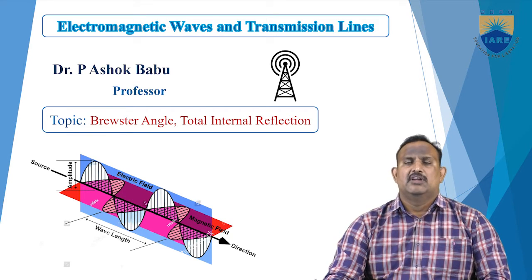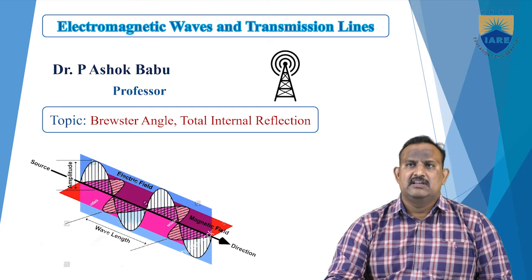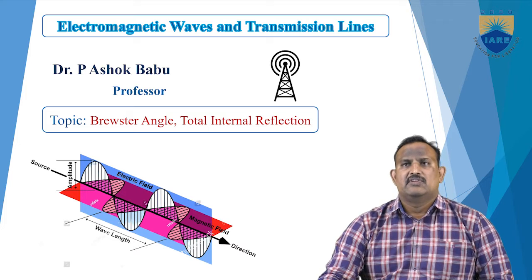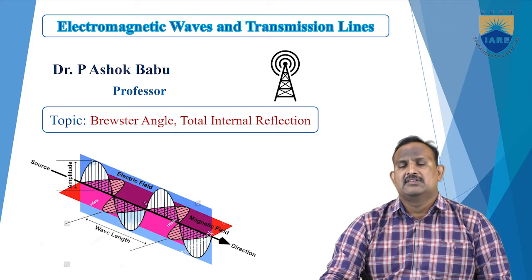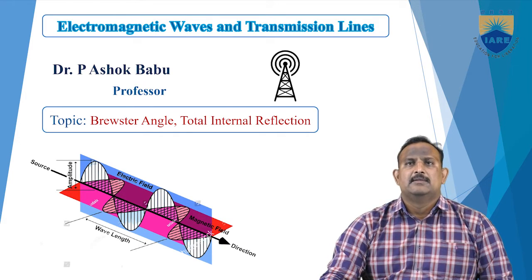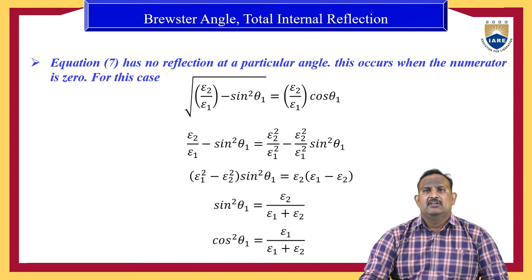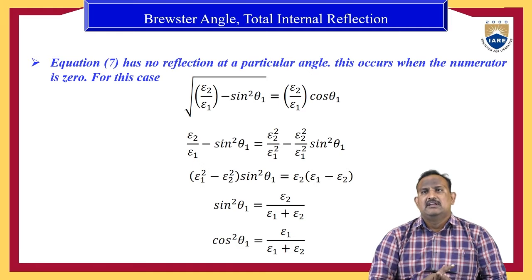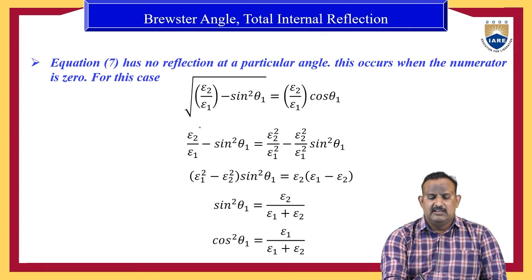In this video, I am going to discuss the Brewster angle, total internal reflection and surface impedance. So what is a Brewster angle, what is total internal reflection, what is the surface impedance? In the previous video, we discussed parallel polarization. In parallel polarization, we have an equation, and here I am directly taking the numerator part of that equation.